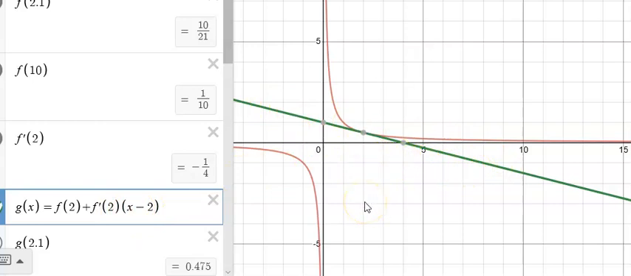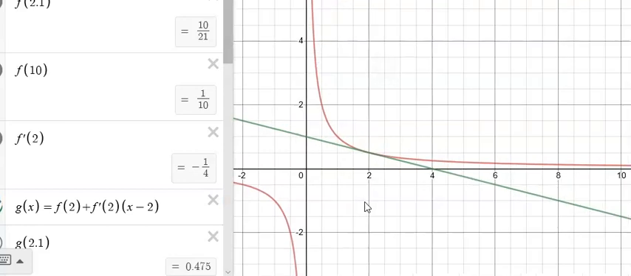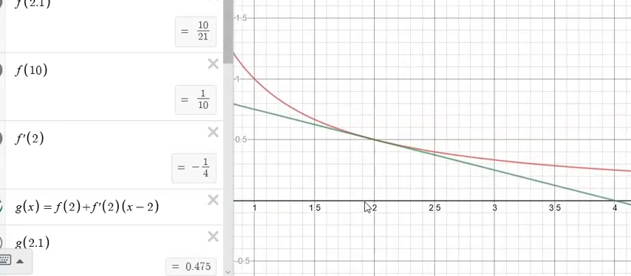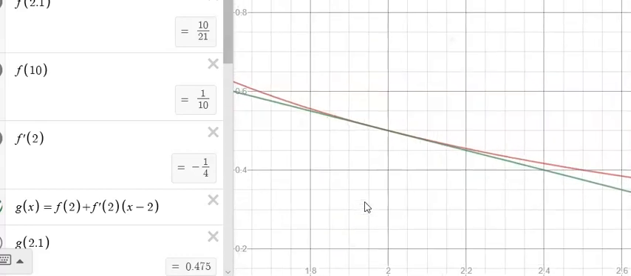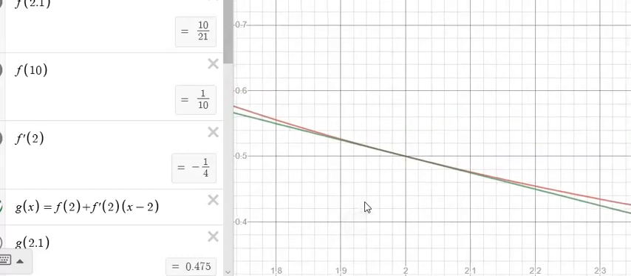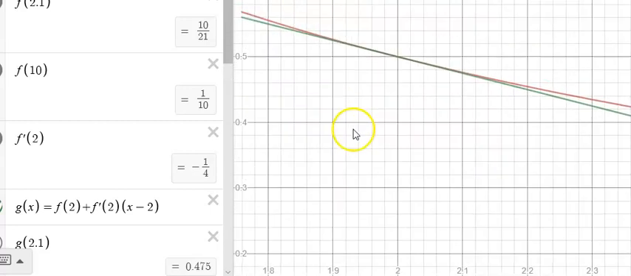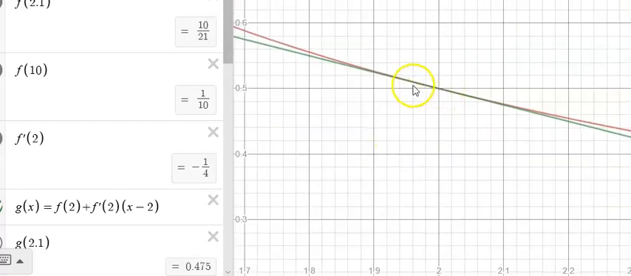What you will notice is that very close to the point x equals 2, the curve and the tangent line are pretty much exactly the same values. They're pretty much exactly the same before they start opening up. So from about 1.9 to about 2.1, they pretty much lie exactly on each other. So 2.01 will be a pretty close approximation.